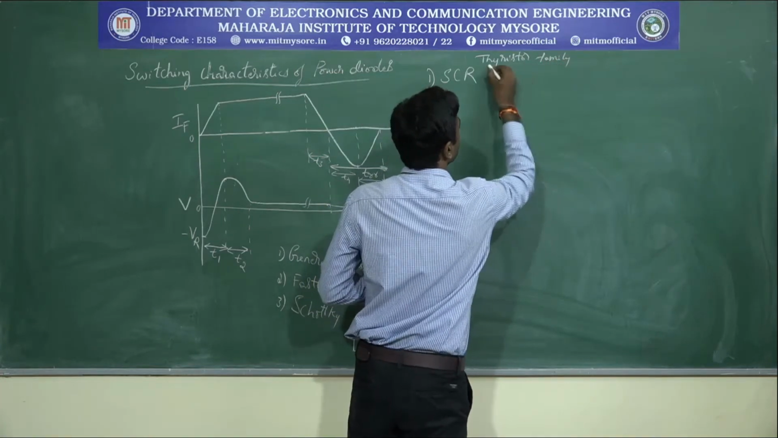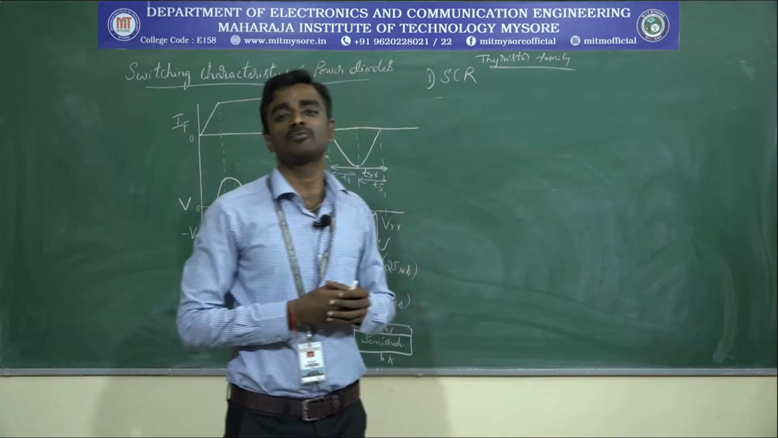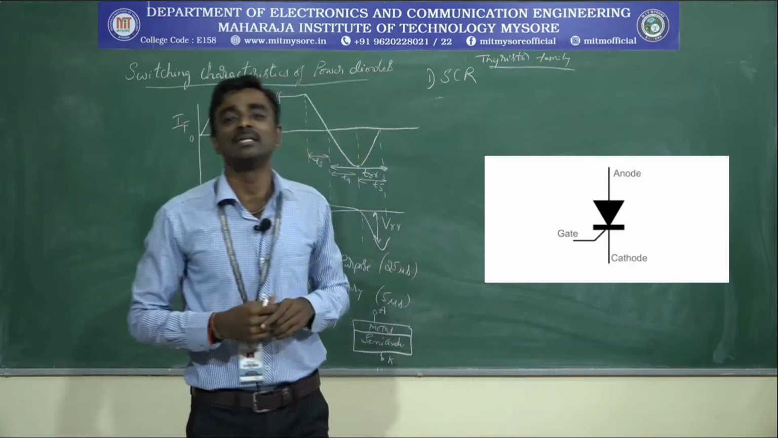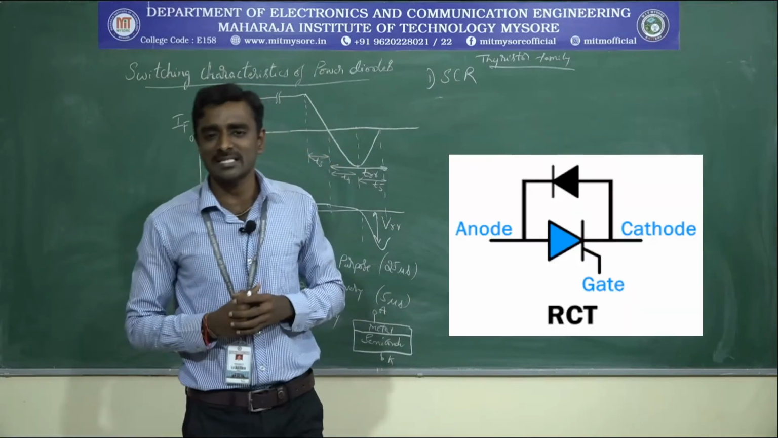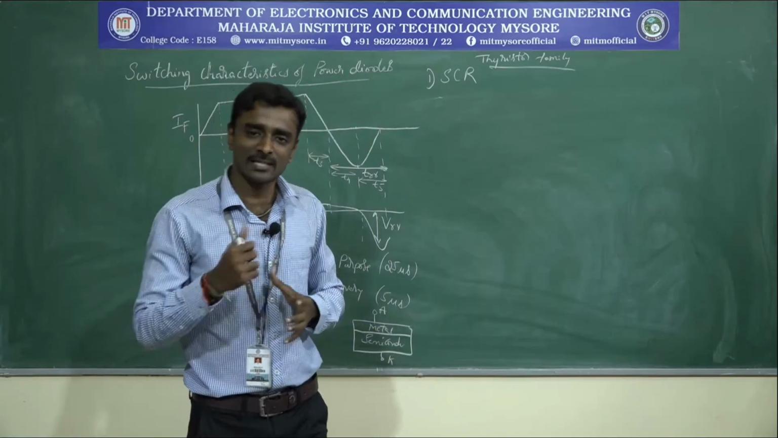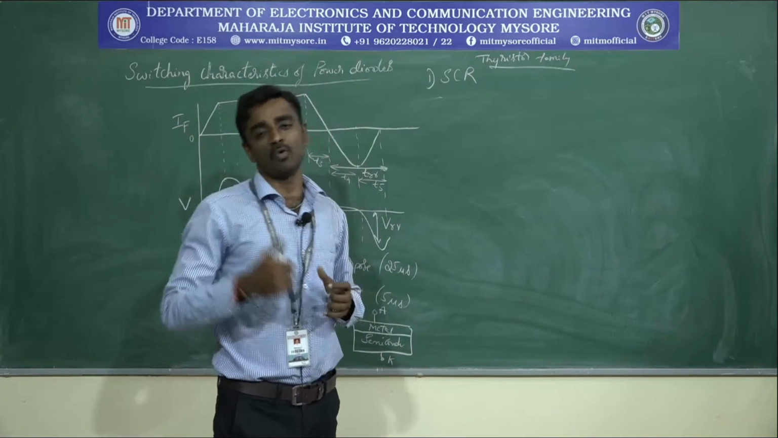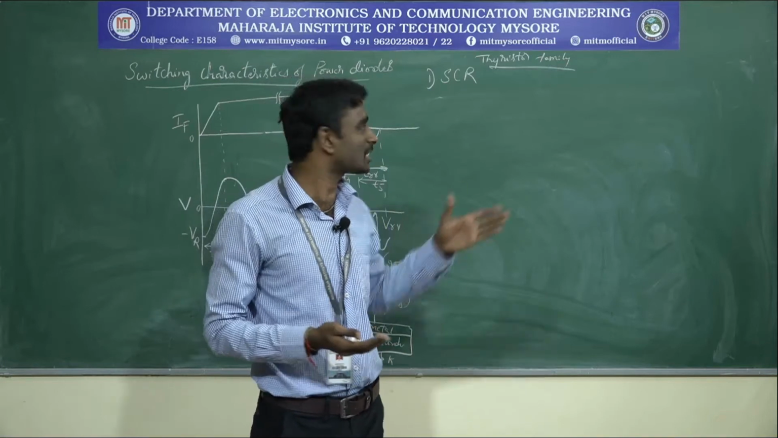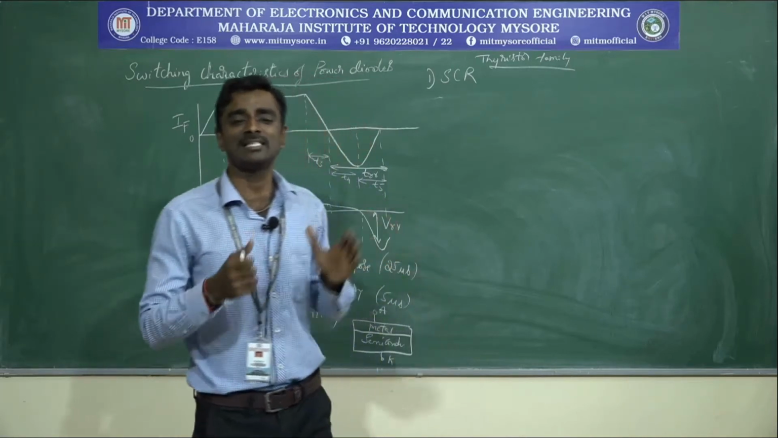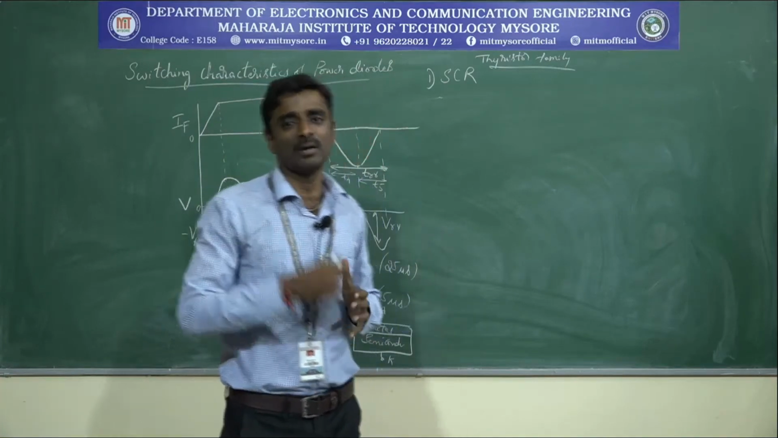In this particular course, you are limited to learning 8 members of this family. The first is the SCR, the second is the GTO, the third is the RCT, the fourth is the GATT, the fifth is the LASCR, the sixth is the MCT, the seventh is the TRIAC, and the eighth is the GTO. These are the 8 different groups we are studying in the thyristor family. Out of these 8, the SCR is the most appropriately used thyristor for applications.